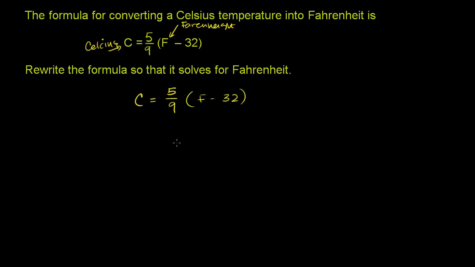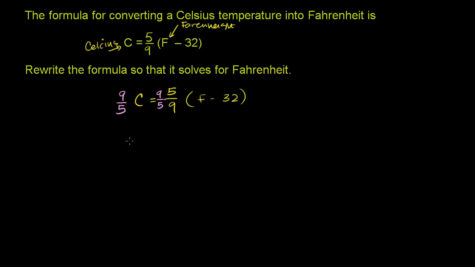So the first useful thing to do might be to get rid of this 5/9 from both sides, or at least from the right side of the equation, so we just have an F minus 32. And the easiest way to do that is to multiply by the inverse of 5/9. So if we multiply both sides of this equation by 9/5, if I do it to the right-hand side of the equation, I also have to do it to the left-hand side. And what do I get?